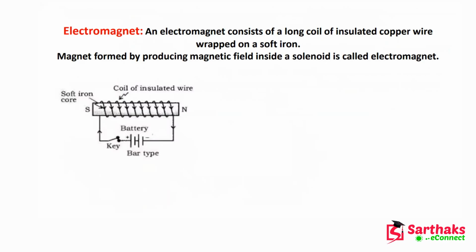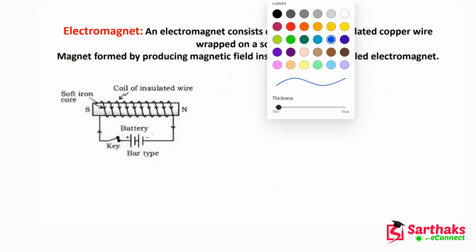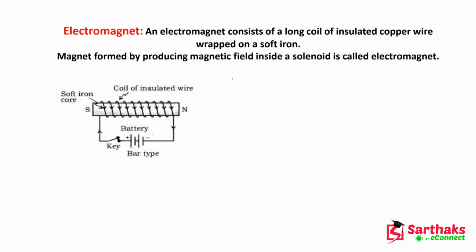Now guys, let's talk about an electromagnet. This is very, very important. What is an electromagnet? An electromagnet consists of a long coil of insulated copper wire wrapped on a soft iron. So basically, this is a solenoid.